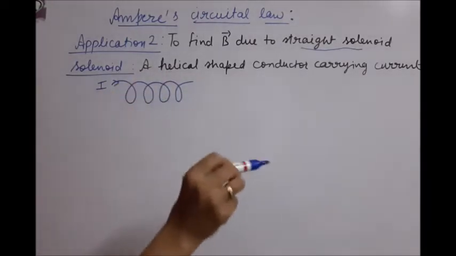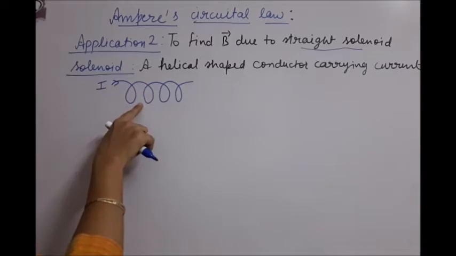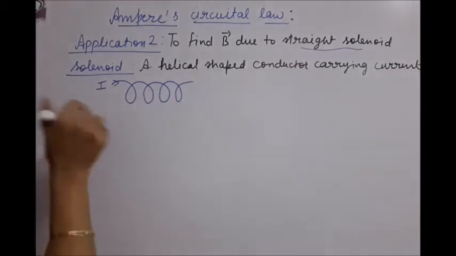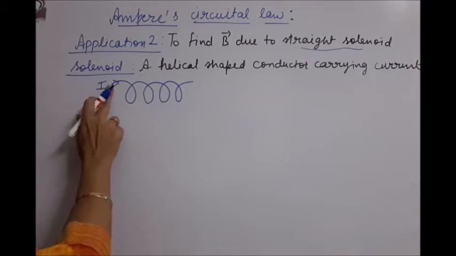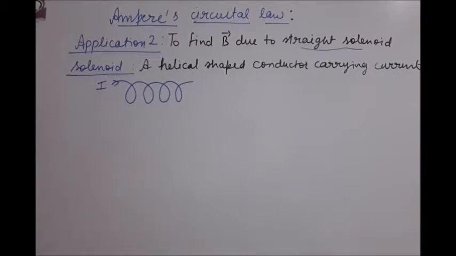This shape is called helical. So this is a helix or spring, both names we can take. So a helical shaped conductor carrying current is called a solenoid. Now because current is flowing in this solenoid, the magnetic field will be present inside it and outside it. We have to verify where the magnetic field is present for different locations, and find the formula for the final magnetic field.